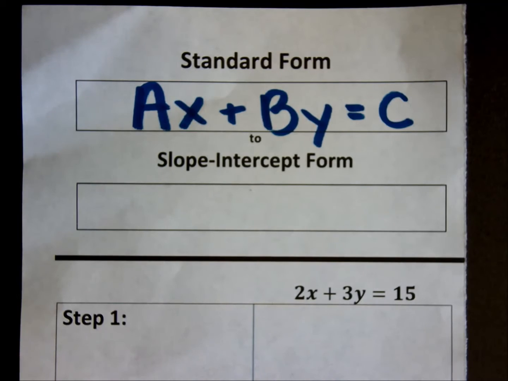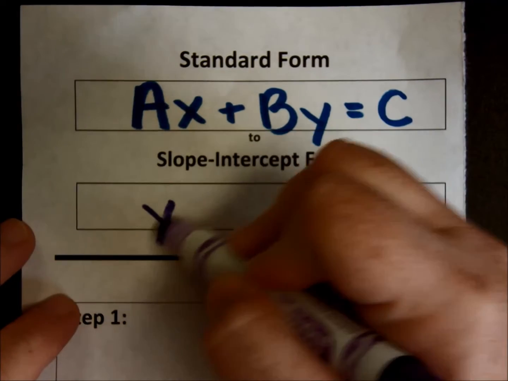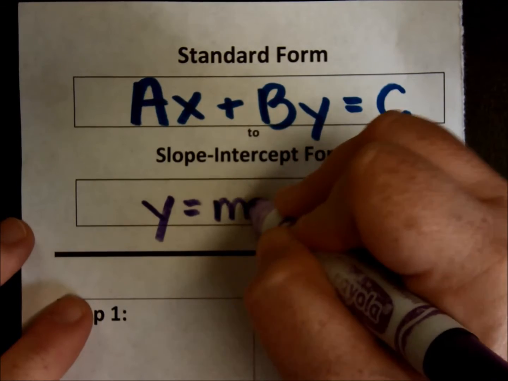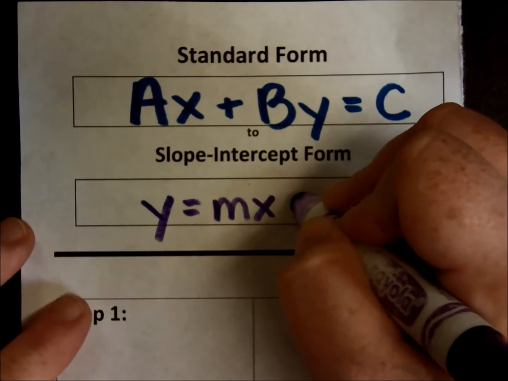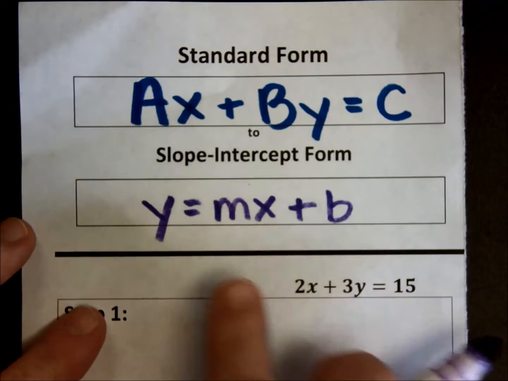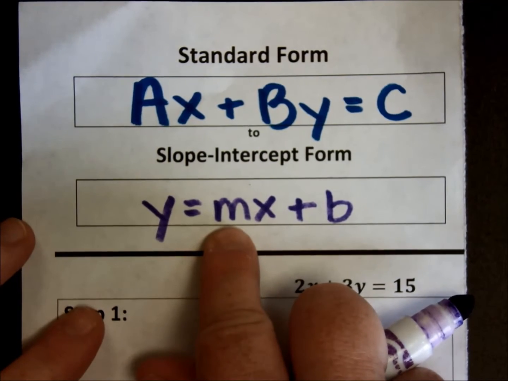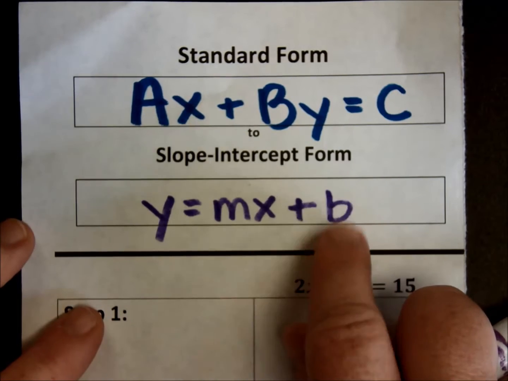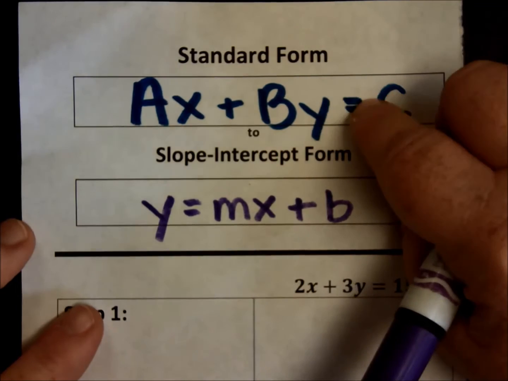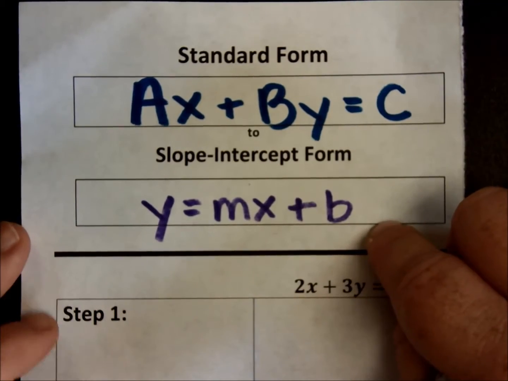So our goal is to get it into slope-intercept form. And slope-intercept form is basically when we have y equals a little m times x plus b. And in class we're going to talk about what this little m stands for, which is slope, and this b, which stands for y-intercept. But today we're just going to practice switching from standard form to this slope-intercept form right here.